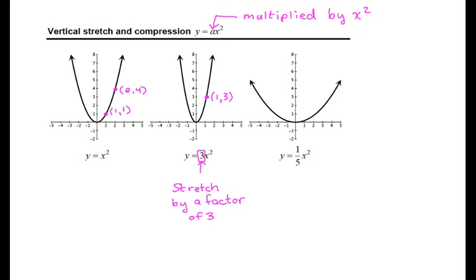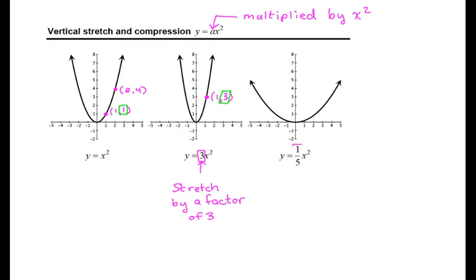So the y value of 1 on our original graph got multiplied by 3 to get us a y value of 3. The point 2, 4 went to 2, 12, which is off of this particular graph, so we can't trace that one.